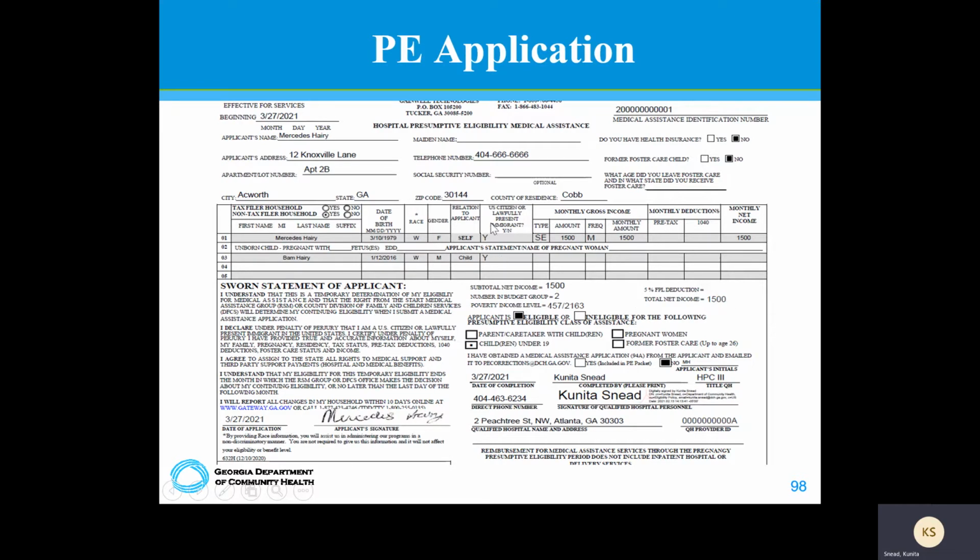At least one person in this household was eligible. So you're going to check eligible. And you're going to check children under 19. She said she did not want to apply for full Medicaid, so you're going to check the box for no, and she needs to initial right here. Remember, you need to put your information down here with your signature. Read this sworn statement to Mercedes, and she needs to sign it and date it.